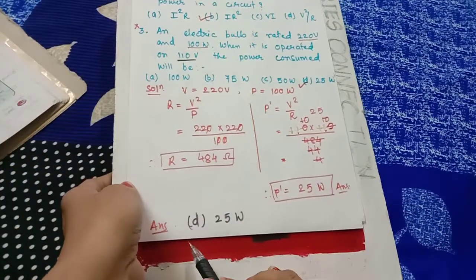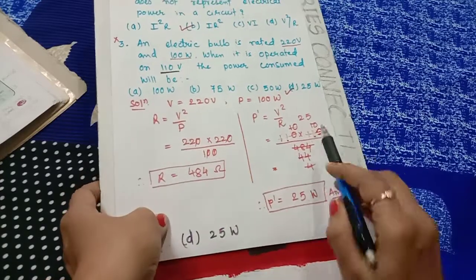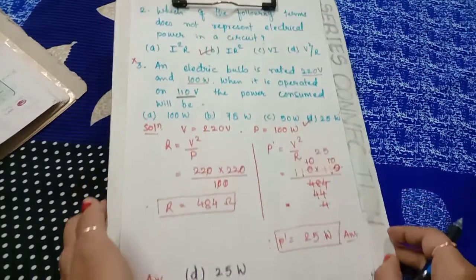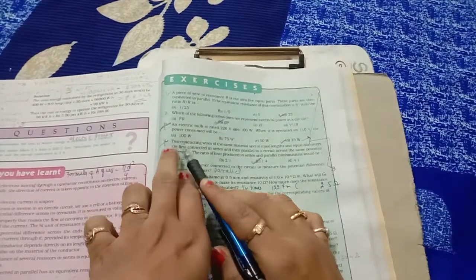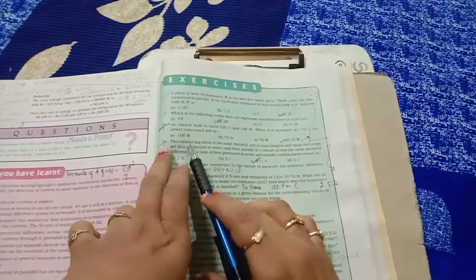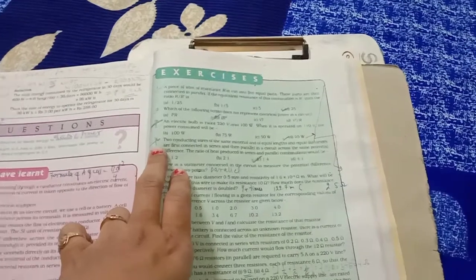So what is the answer? Answer is D, 25 watt. Okay. Question number 4. Okay, MCQ. This is also cut, but we shall do it. So let's read the question.